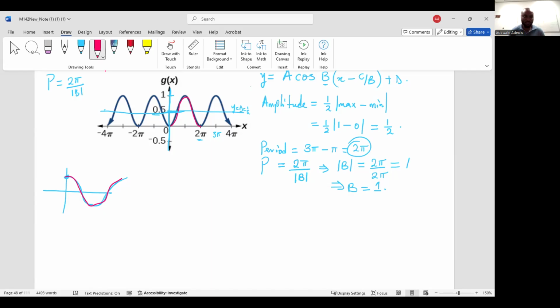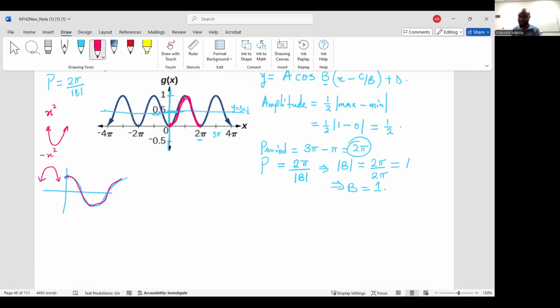Let me quickly remind you of something. If you have x squared, your graph behaves this way. If it is negative x squared, then your graph behaves this way. I hope you remember that. So that is what is happening in this situation. So I can say, okay, my graph behaves this way. The question is, does it start where it's supposed to start? It feels like, yes, it starts there.